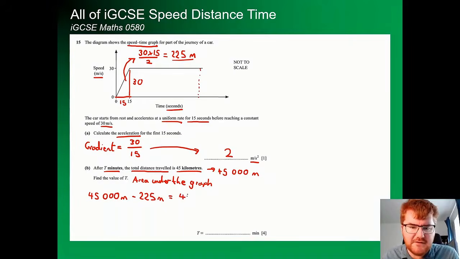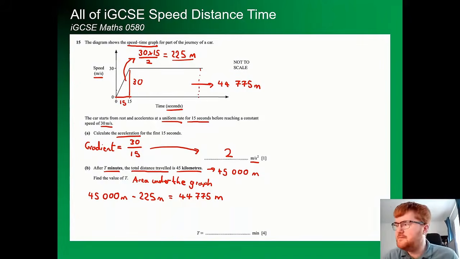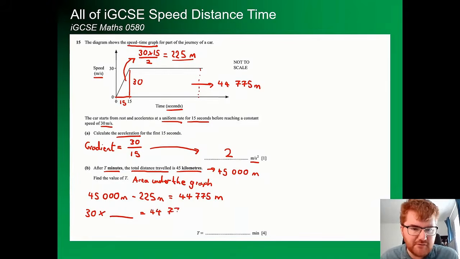And that gives me 44,775 meters. Right, so I want this area under the graph here to be equal to 44,775 meters. We know the height is 30 here, so essentially what I'm saying to myself is 30 times something, so that's going to be the length here, is equal to 44,775 meters. Notice we're working in seconds and meters for the moment.